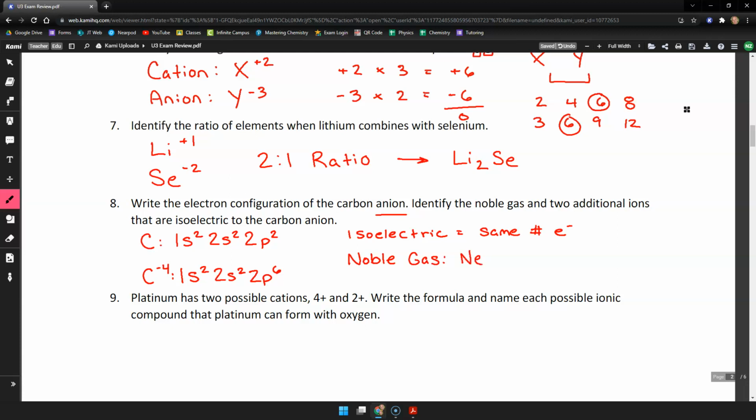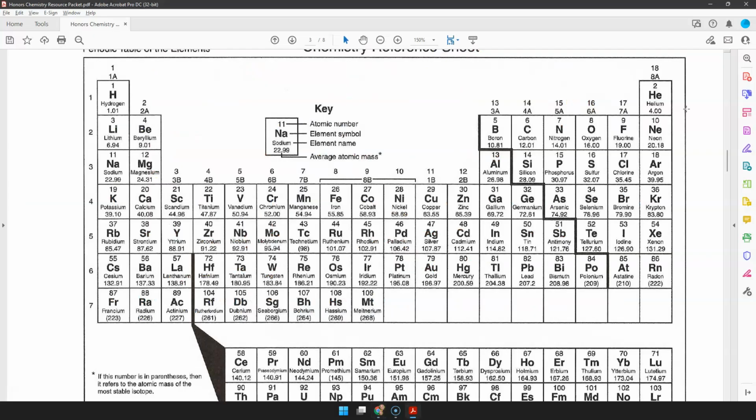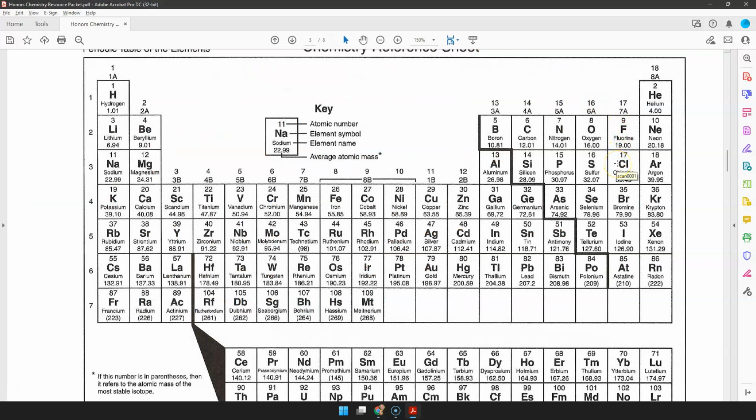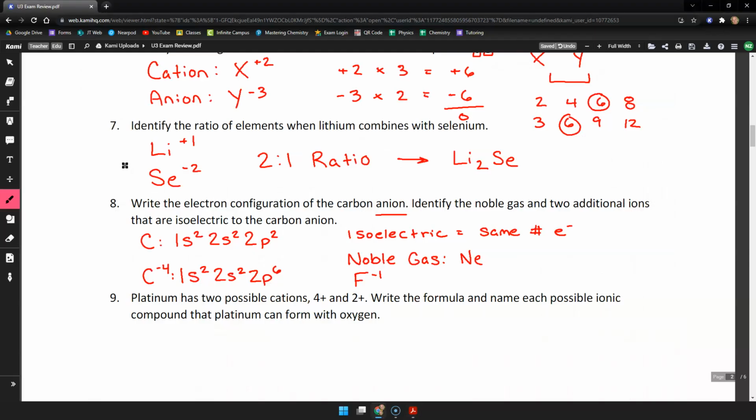And what are some other ions that are isoelectronic to the carbon ion? So fluorine. Fluorine has 9 electrons. Fluorine with a -1 charge would have 10. So it's isoelectronic. What about, let's go to the other side. Let's do sodium. Sodium has 11. So to write sodium with 10, sodium would be +1. So it has 1 less electron. So instead of 11, it has 10.